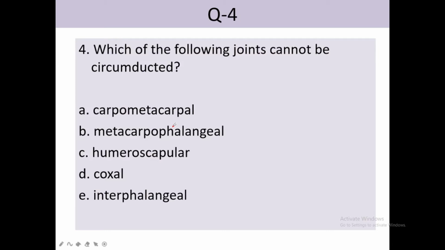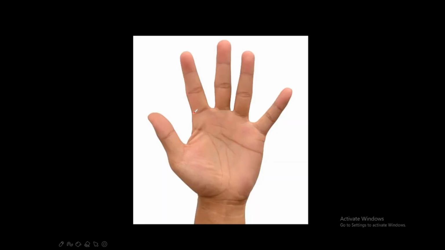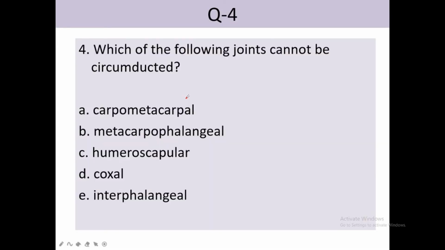Number 4. Which of the following joints cannot be circumducted? That is a complete movement in a circle. Let's have a look at the joints here. Interphalangeal joints. Carpometacarpal we can still do, but the interphalangeal joints cannot. So here I will choose the best answer, E. Interphalangeal joints cannot. But the others can: this is the shoulder, it can do it. This is the hip, it can do it. The metacarpophalangeal joint can do it. Carpometacarpal can do it. But the interphalangeal joints cannot do this action.